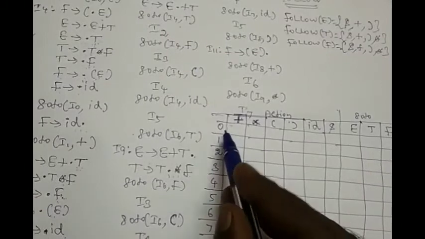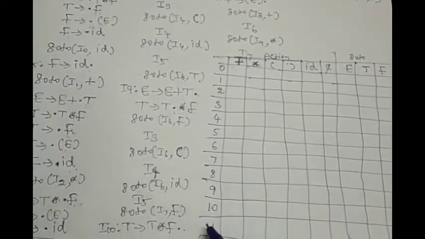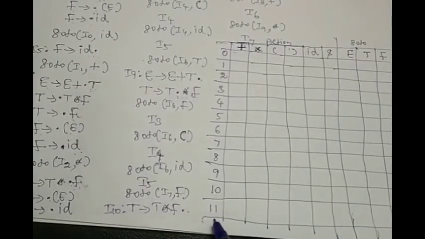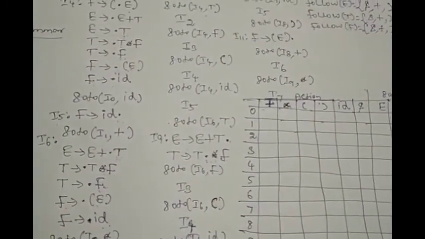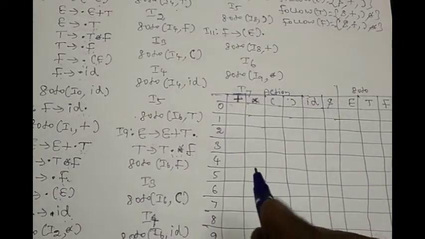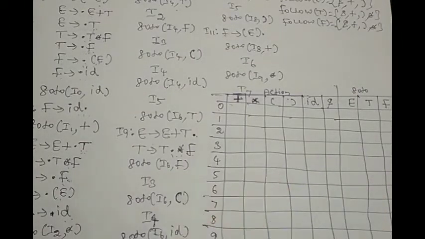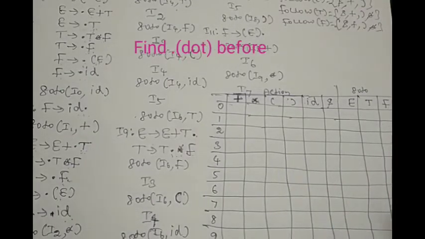So you are getting the item sets from item set 0 to item set 11. So just write all the item sets row-wise. Now we have to fill this column. So how to fill these columns? It's an important point. First look into all the productions where a dot is before a terminal here. When dot is before a terminal, simply use shift actions here.